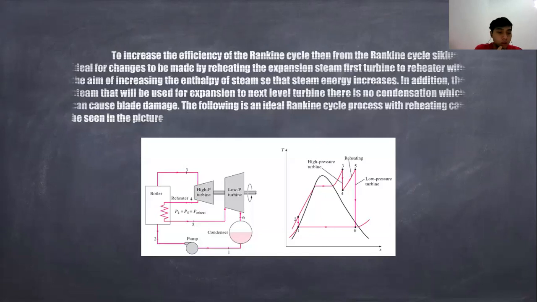To increase the efficiency of the Rankine cycle, the ideal Rankine cycle is changed by adding reheating. The steam after expansion in the first turbine goes to the reheater with the aim of increasing the enthalpy of the steam, so that the steam energy increases for expansion in the next turbine. There is no condensation which can cause blade damage. The following is the ideal Rankine cycle process with reheating, which can be seen in the picture.